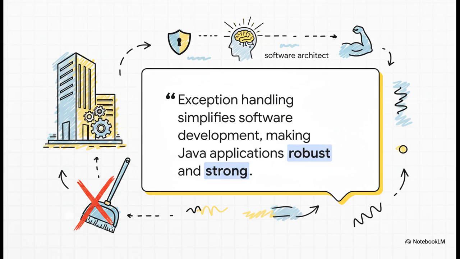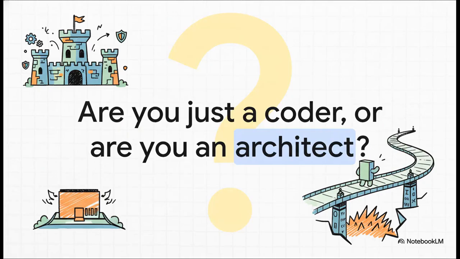So what's the big takeaway here? Look, exception handling isn't just about cleaning up messes or fixing bugs. It's about design. It's a core part of being a software architect. Honestly, getting good at this is what elevates you from just being a coder to being a real engineer who builds robust systems. So you have to ask yourself, are you just writing code or are you building an architecture?